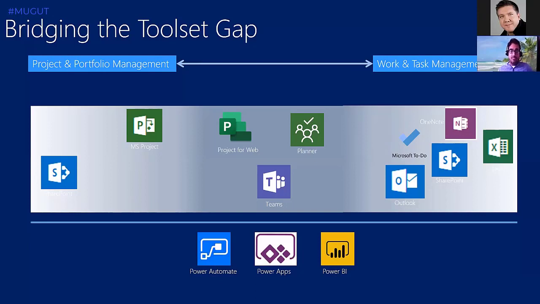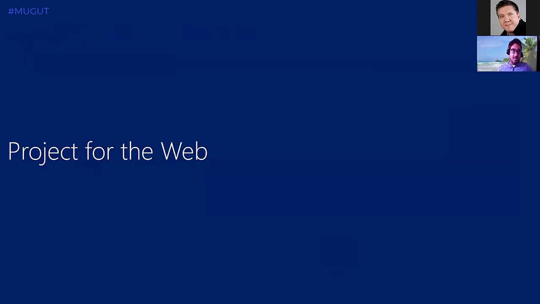And then all of this is obviously supported by these automation tools, which are Power Automate, Power Apps, Power BI, to bring everything together. So this is my version of how I see Microsoft's journey into building a unified platform that connects all the way from project portfolio management to all the way to the task management level. Okay, with Teams being the hub and then everything else enabling to automate it. Okay, now let's talk about Project for Web.